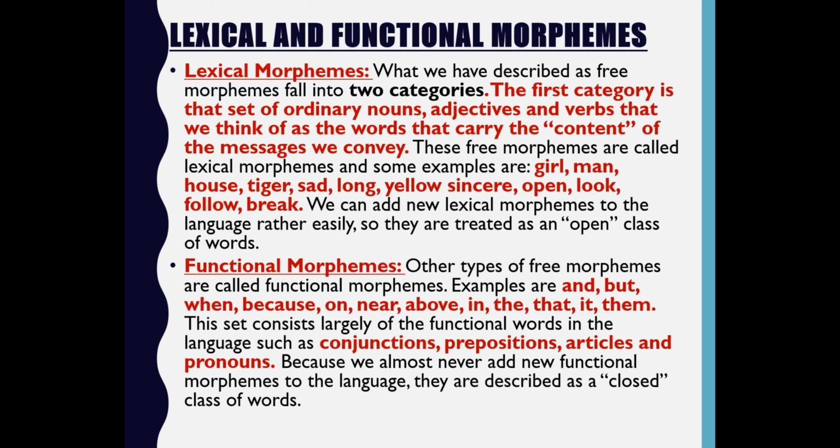This set of functional morphemes consists largely of the functional words in the language such as conjunctions, أدوات الربط, prepositions, حروف الجر, articles, الأدوات بشكل عام, and pronouns, ضمائر. Because we almost never add new functional morphemes to the language, they are described as a closed set or a closed class of words. يعني أنا ما أقدرش أقول أنا هخترع جرامر جديد للغة الإنجليزية وأقعد أزود بقى في البروناونز. يعني of the pronouns we have he, she, it, and we, them, and we have their variations طبعا. Them, our, his, hers, possessive pronouns. حاجات ثابتة، كلها حاجات ثابتة ونقدر نعدها مع بعض، بس ما نقدرش نزود عليهم حاجة.